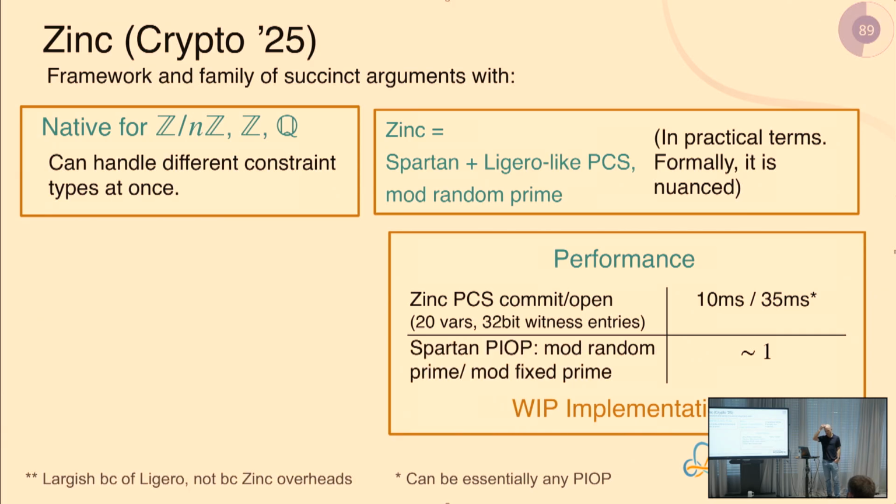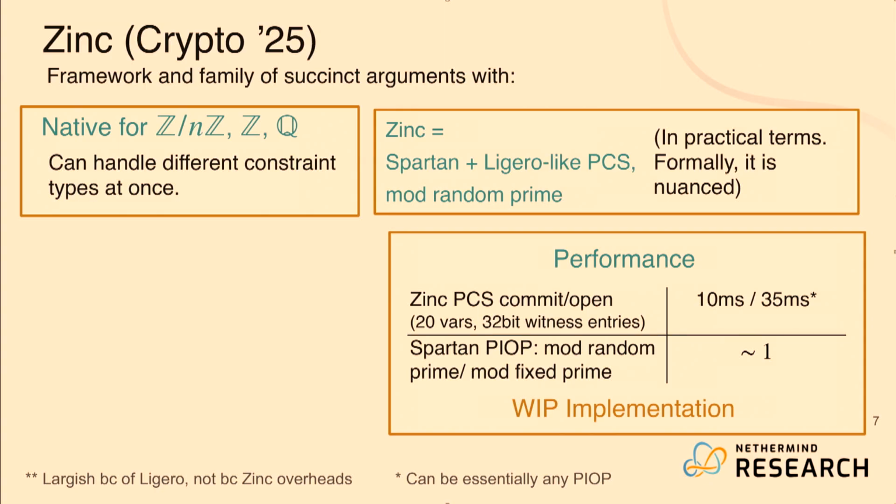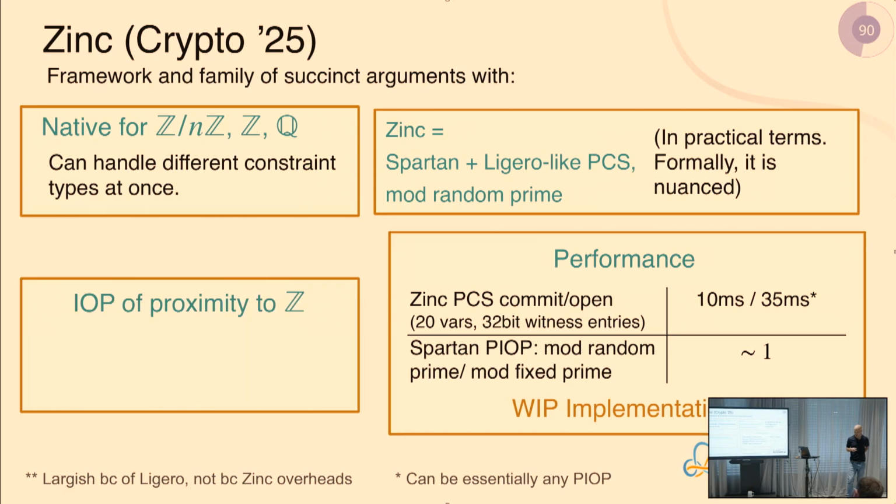And yeah, I mentioned that Zinc runs modulo a random prime. If you are wondering if there's a lot of difference between running modulo a prime that's not known at compile time and a prime that's known at compile time, there's not that much difference, at least when the prime has 128 bits, which is the size of the prime we use.